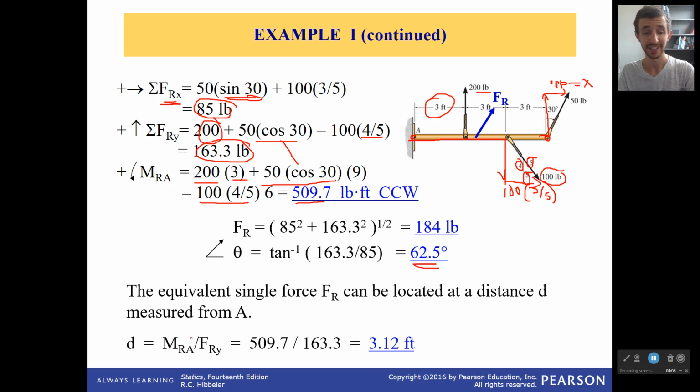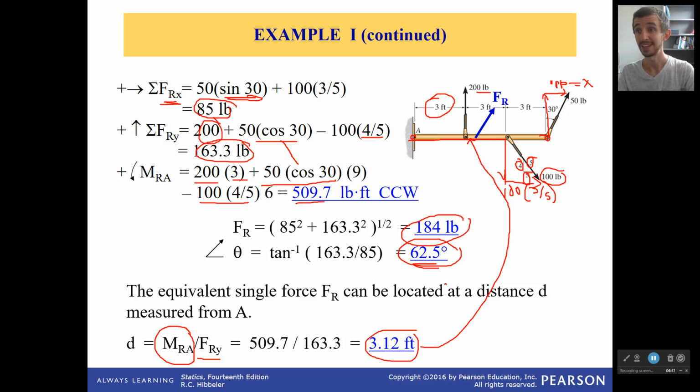So to find that distance, I just take the magnitude of my moment and divide it by the magnitude of my force, the resultant force in the y direction in this case, because the distance I'm moving it is in the x direction. And it will be 3.12 feet. So a resultant force at this angle and this magnitude, that's 3.12, roughly like right there, away from point A, would have the exact same effect as all these forces. So we have simplified our situation.